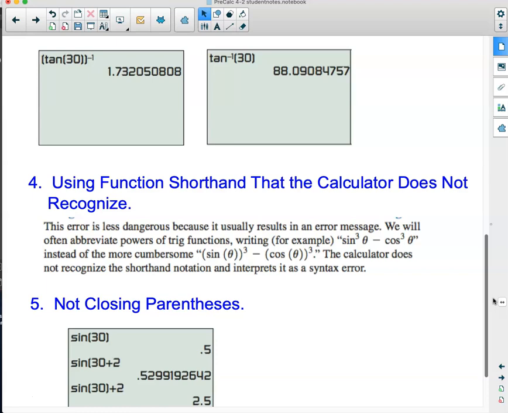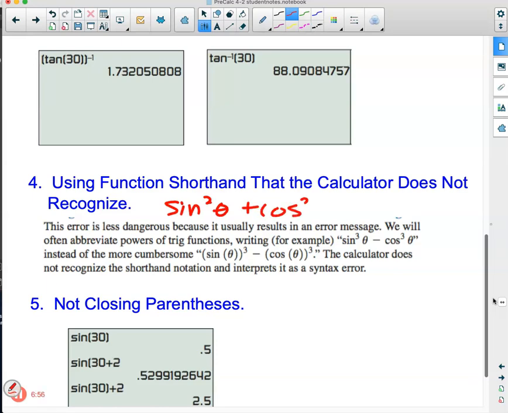Because one of the most famous trig identities that we're going to use a lot is sine squared theta plus cosine squared theta equals 1. And if you look at that, you realize, well, technically that's not right, because we should have parentheses around the sine of theta and square it, plus parentheses around the cosine of theta and square it equals 1. But this is the shorthand way that it's written. So the calculator doesn't know shorthand. We have to interpret it for it.